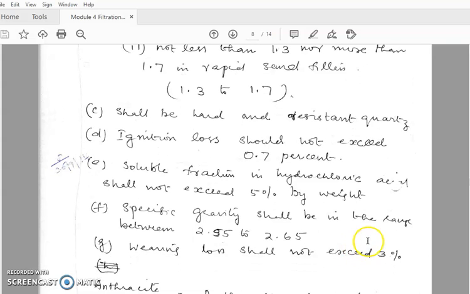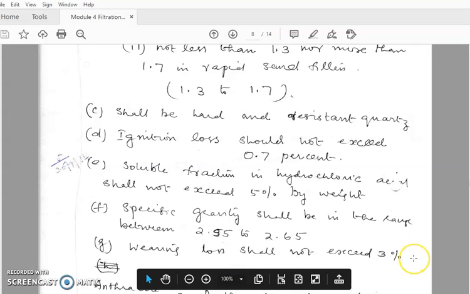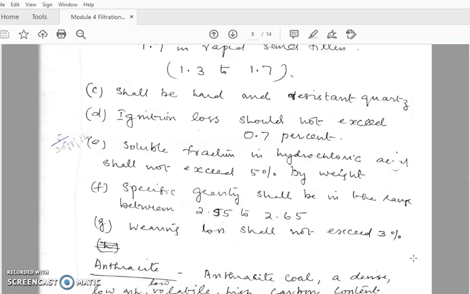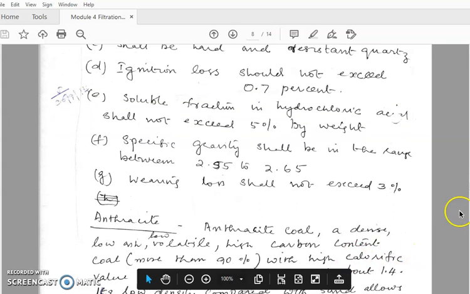Now the next one is, the wearing loss shall not exceed 3%. Wearing loss means when we handle the sand, when we deposit it in the sand bed or in the filter box, and when we take it back for washing, it should not lose or waste more than 3% of its weight. So wearing loss should not exceed 3%. So these are the characteristics of the sand which we select for the filter media. Okay. Now coming to the anthracite.